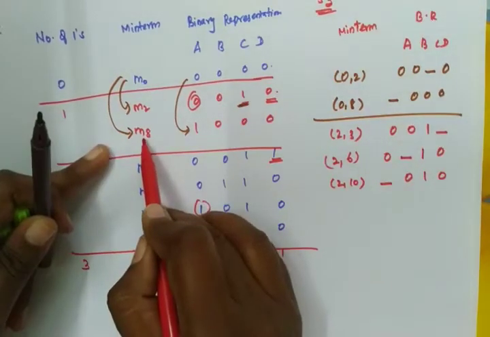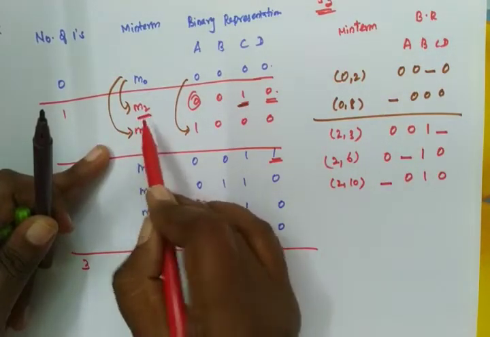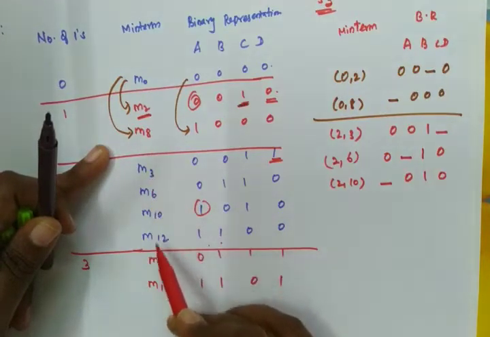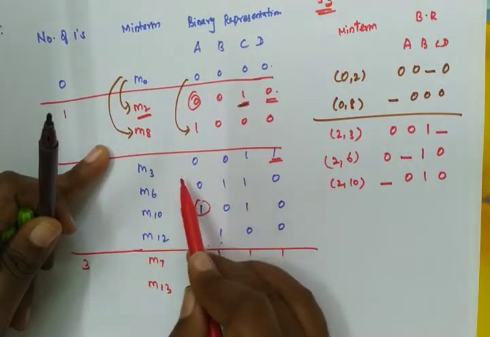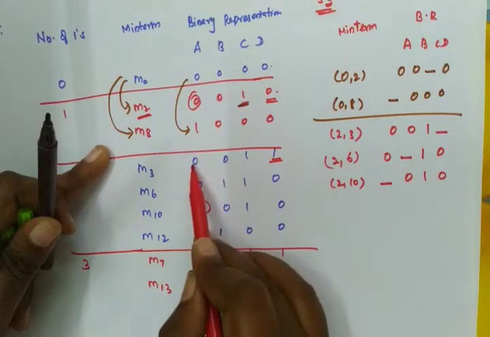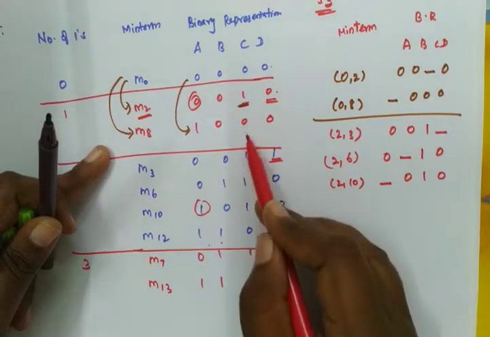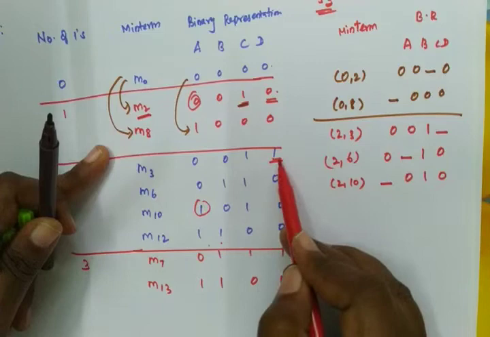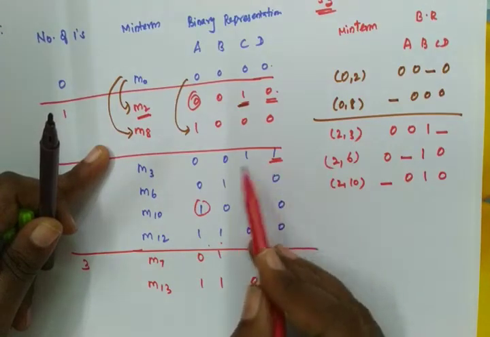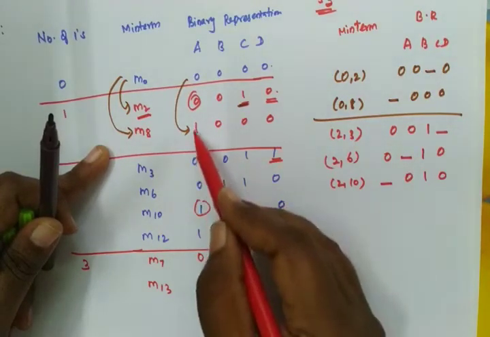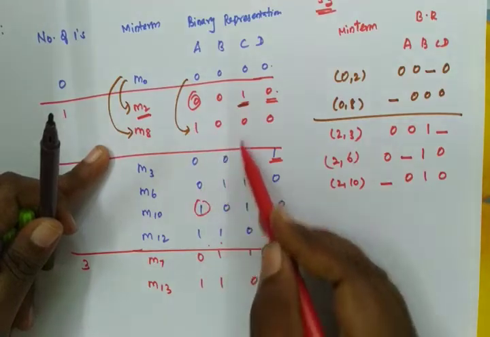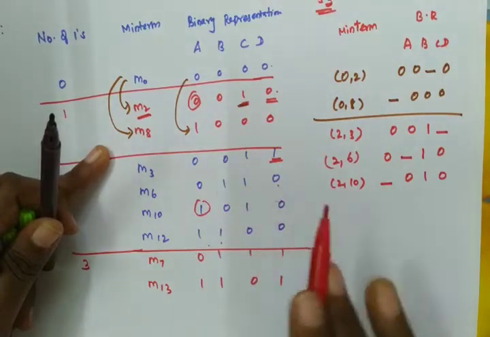8. We have completed this 2. Now compare this 8 with 3, 6, 10, 12. Compare this 8 with 3. Here we have 1, 0. Here already we have 1 bit change, and here we have another bit change. So it is not possible to group this. Now compare this two. 1 is changed to 0, 0 changed to 1, 0 changed to 1, 0 changed to 0. So it is not possible.